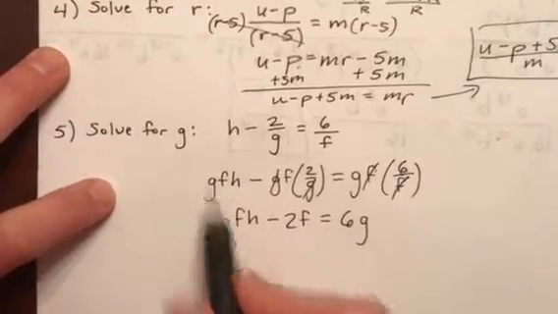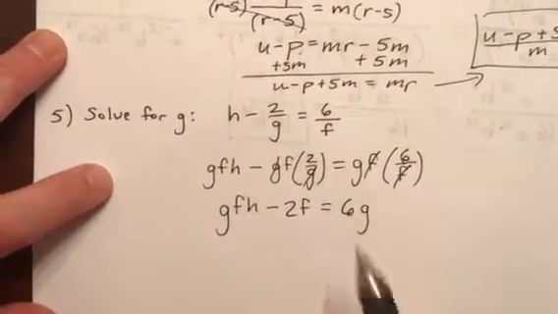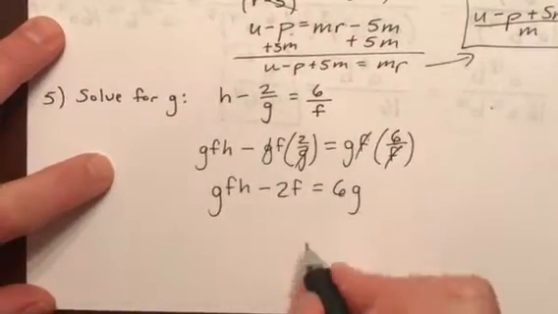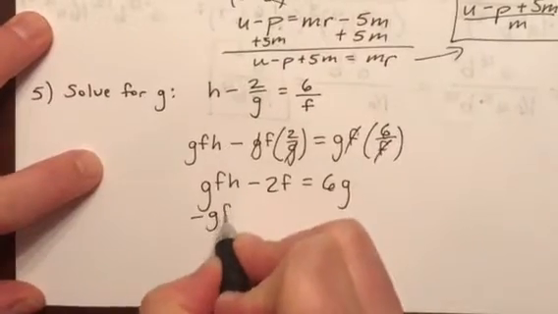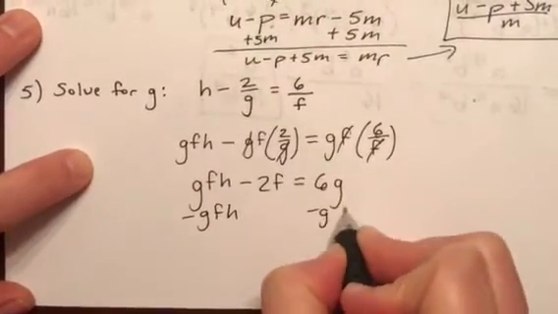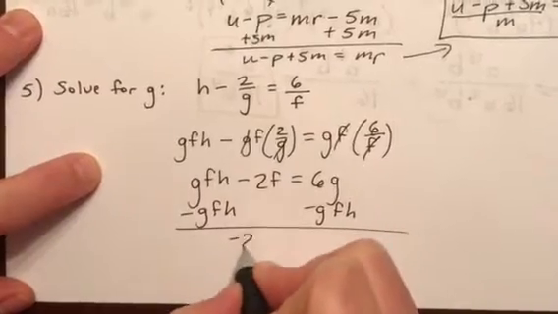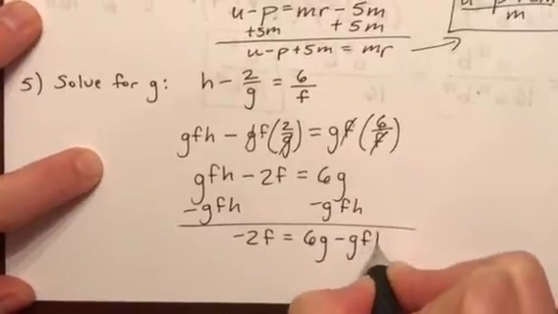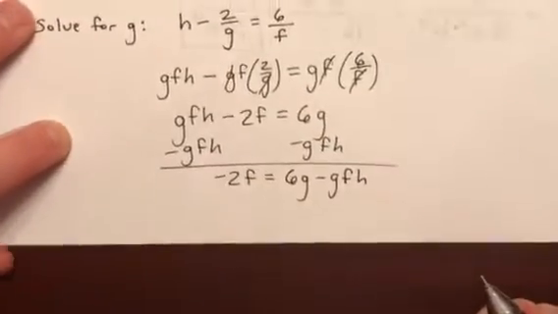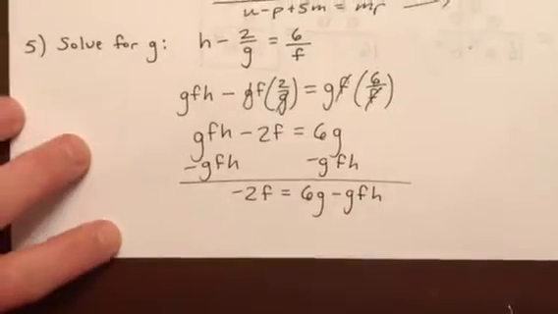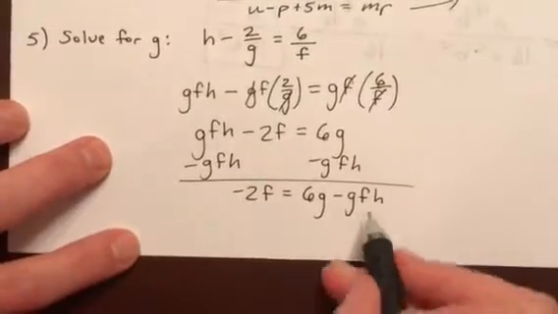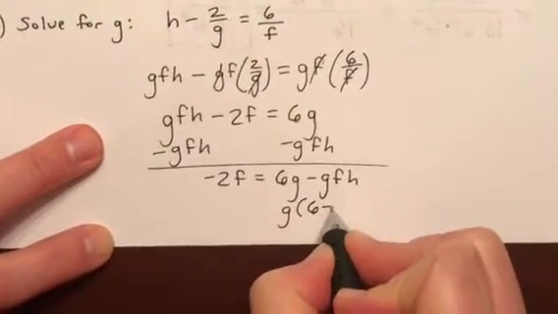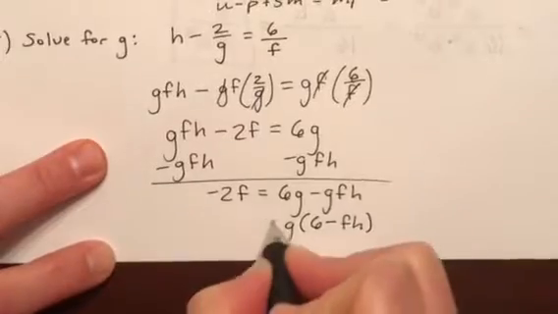I want to solve for g. You notice I actually have two different g terms in this problem. And so let's move this g term over to the right side so the g's are together by subtracting that. I have negative 2f equals 6g minus gfh. Okay, you might say, well, how can I get the g by itself? I have to factor it out. And so g is a common factor of these two. I can put the g in the front and have 6 minus fh inside.